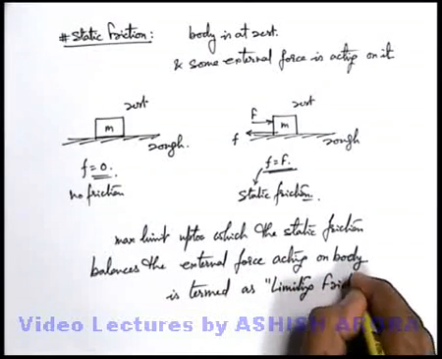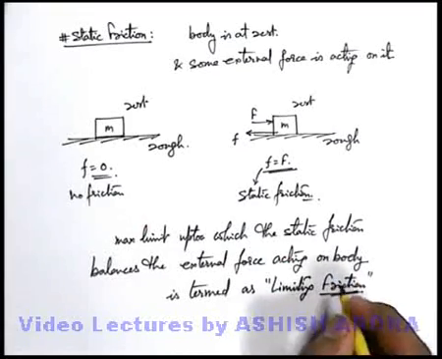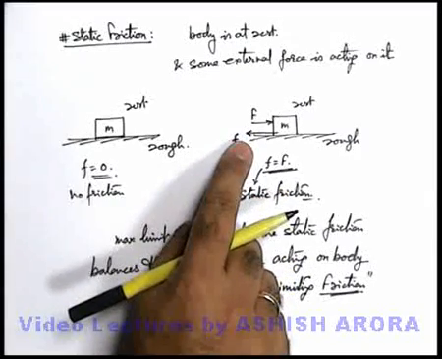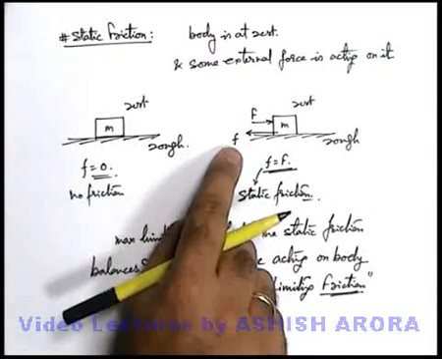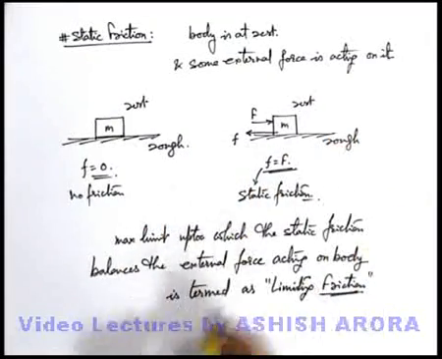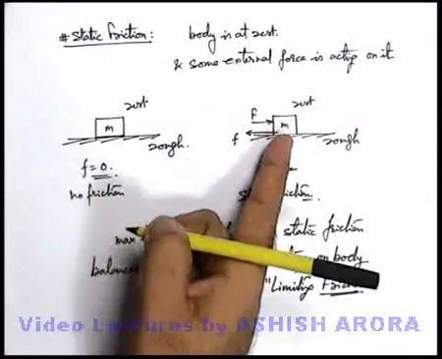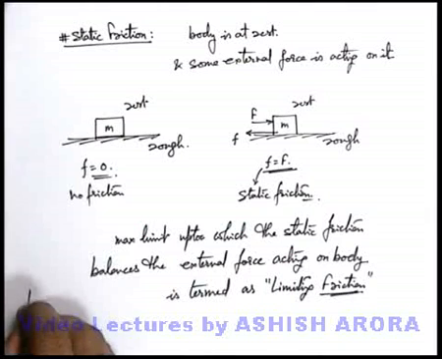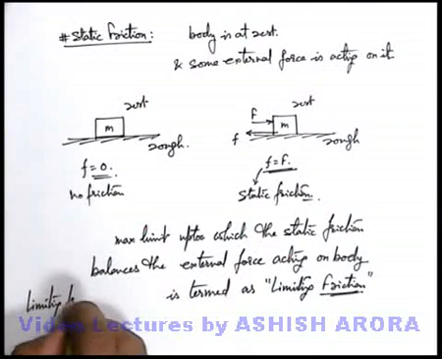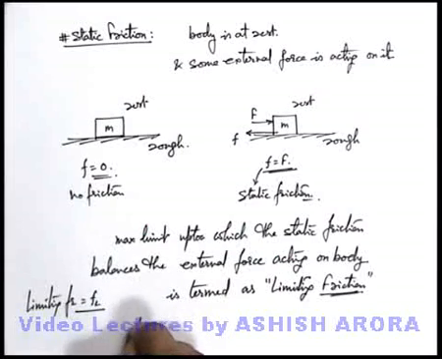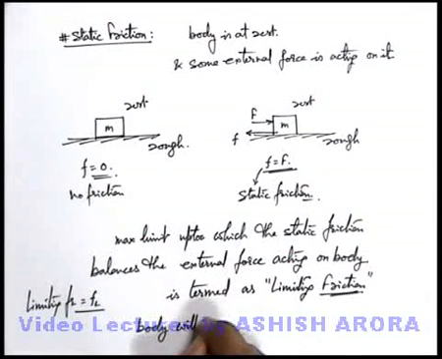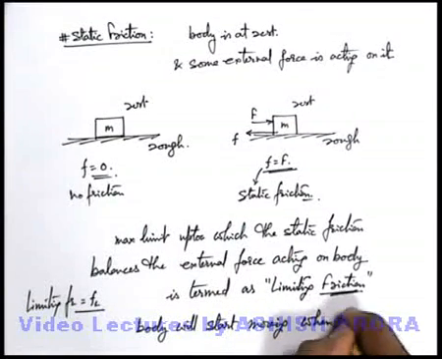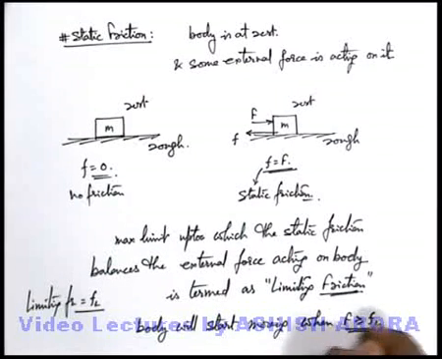limiting friction. So we can say limiting friction is the maximum limit of static friction up to which the friction balances the external force. If the value of the external force crosses the limiting friction, the body will start moving. Or even when the force approaches the limiting friction, because it is the maximum limit, the body will start moving. So if this limiting friction is FL, the body will start moving when this external force is more than or equal to the limiting friction.